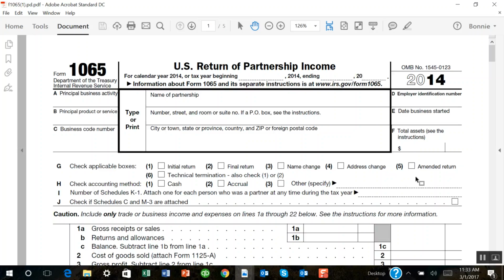you used the wrong method of accounting for a certain item. Whatever the reason may be, you are allowed to amend a return as long as it's within the statute of limitations.